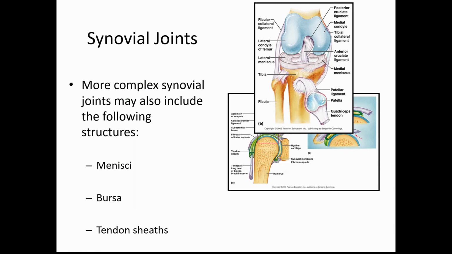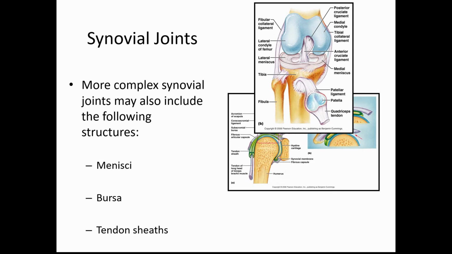Let's take a look at some of the other structures we find inside a synovial joint. Some joints, such as the knee, will have fibrocartilaginous pads inside of them. These are called meniscus, or menisci is plural. The knee, despite having fibrocartilaginous pads, is classified as a synovial joint because it has a synovial membrane, uses synovial fluid, and has an articular capsule.